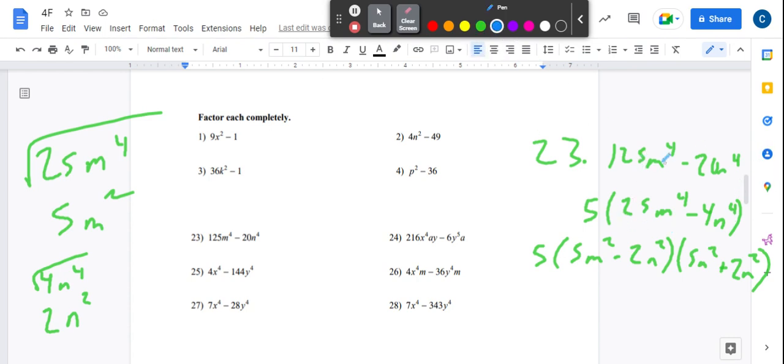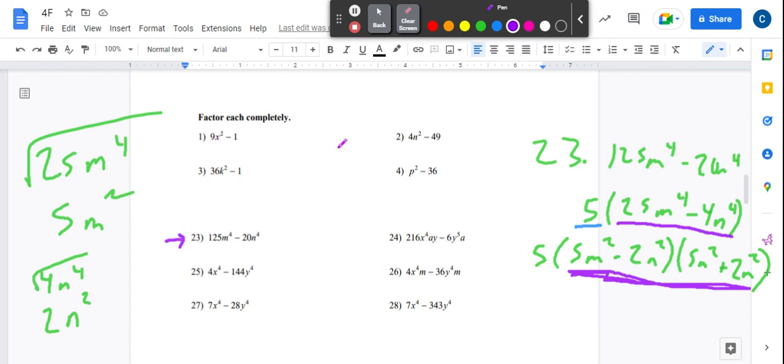We basically pulled the 5 out first. We pulled out the 5, right? And then we were left with 25m to the fourth minus 4n to the fourth. That's a difference of squares. So you square root the 25m to the fourth and the 4n to the fourth, and you get 5m squared and 2n squared. And now we're just taking the difference of those two squares, and that thing's totally factored out. That's number 23 kind of done for you guys right there.